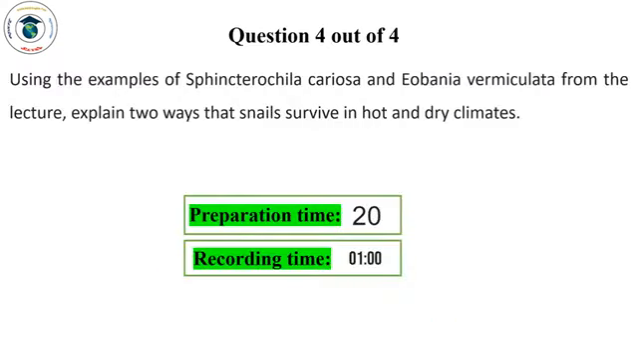Using the examples of Sphincterochila cariosa and Eobania vermiculata from the lecture, explain 2 ways that snails survive in hot and dry climates.